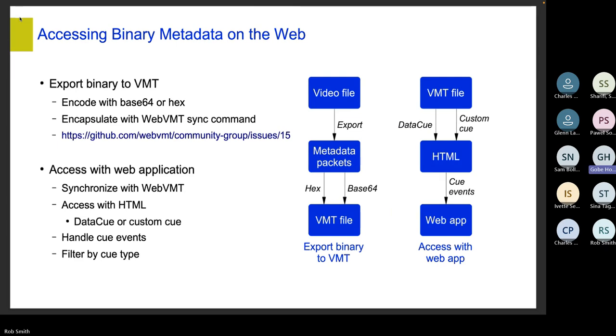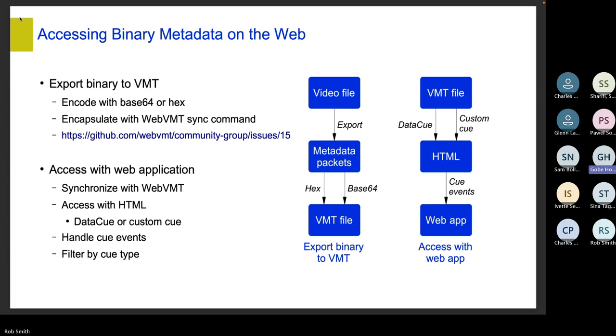So secondly, accessing binary metadata. We can export the data to WebVMT sync commands and access binary metadata like MISB in a web app. The VMT file is text-based, so the binary needs to be encoded, but we've got a couple of options here. Firstly, there's hex encoding, which is easy to read and edit for humans, but it does double the data size.